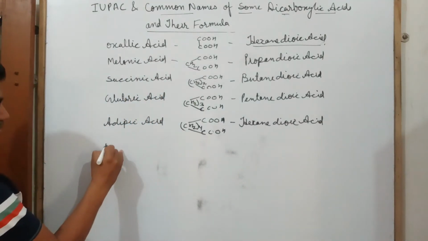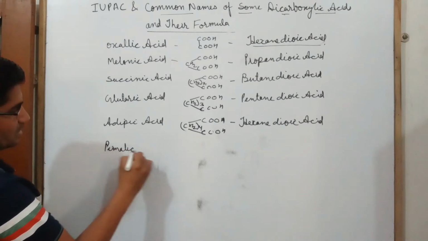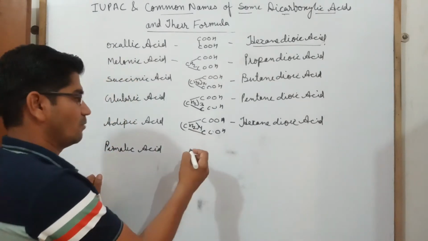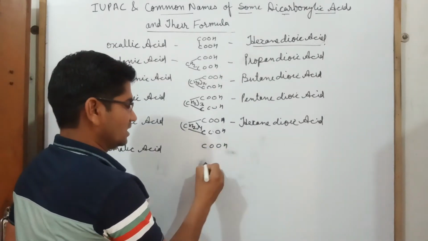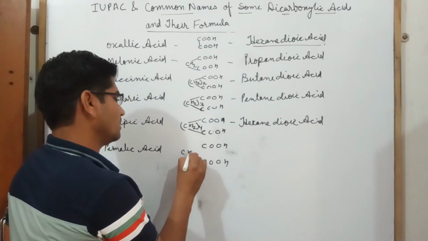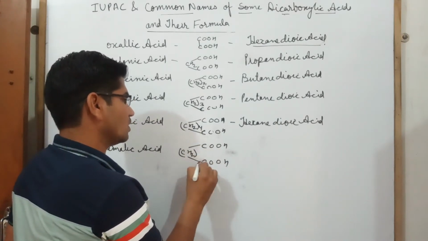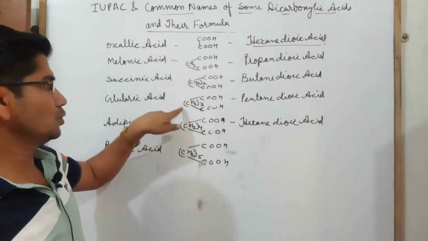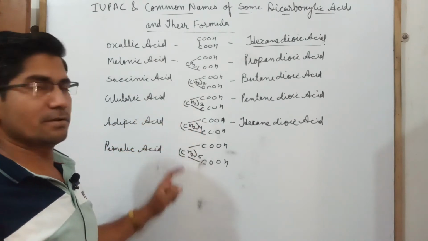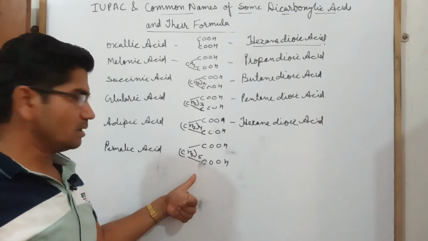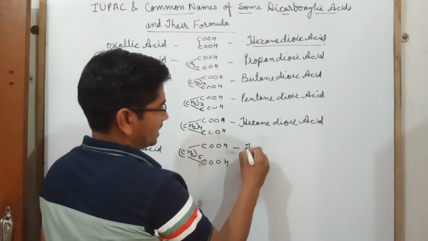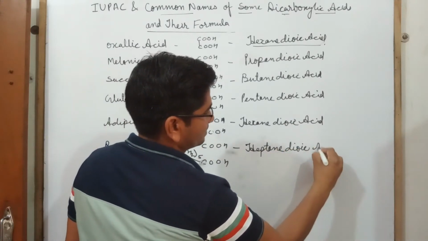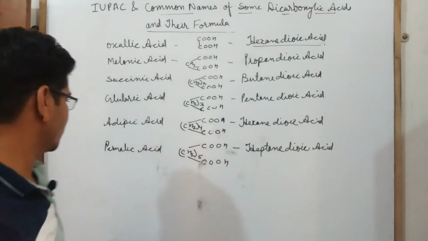Next one is pimelic acid. What will be the chemical formula? COOH, COOH. You can easily identify the number of CH2. Here the number of CH2 will be 5. See, the sequence is there: 1 CH2, 2 CH2, 3 CH2, here 4 CH2 and here 5 CH2. Total number of carbons is 7. So the IUPAC name will be heptane dioic acid.